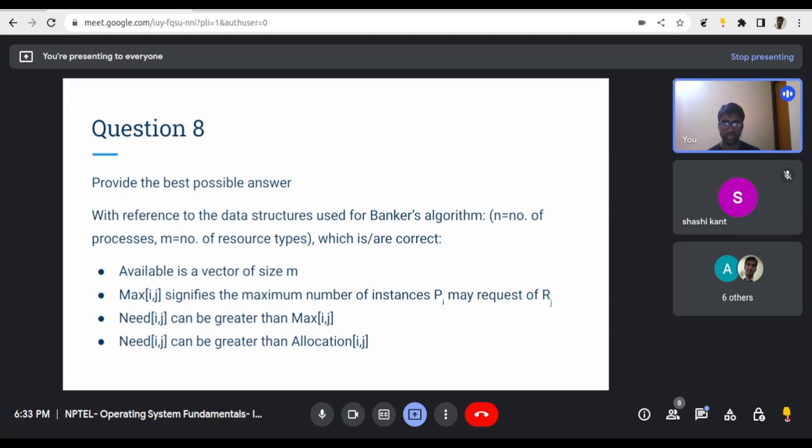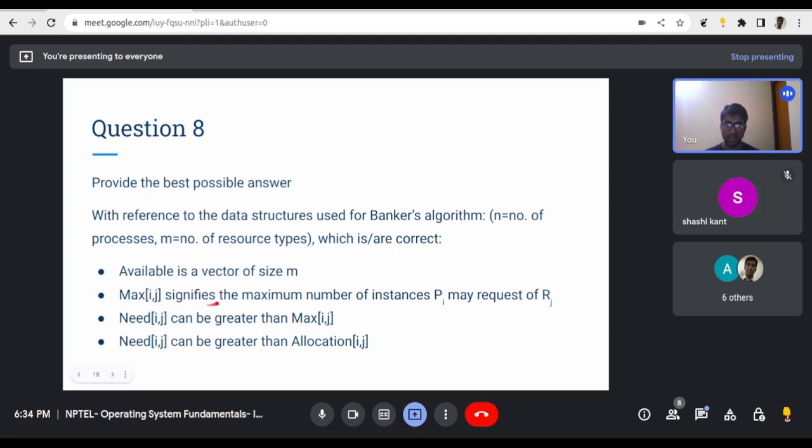This is with reference to the data structures that are used in Banker's algorithm. N signifies the number of processes and M signifies the number of resource types here, as I said. So which is or are correct? There may be multiple correct options. First option: available is a vector of size M. Available is actually a data structure. If you remember, max is a data structure, need is a data structure, allocation is another data structure. So available is a vector of size M.